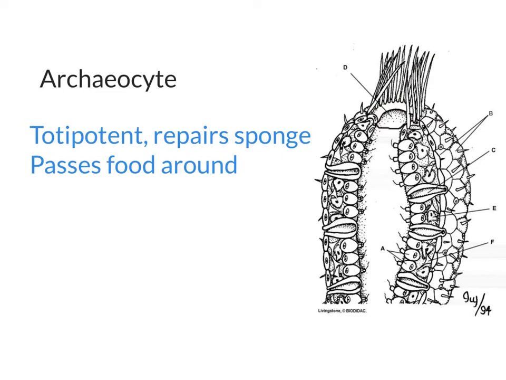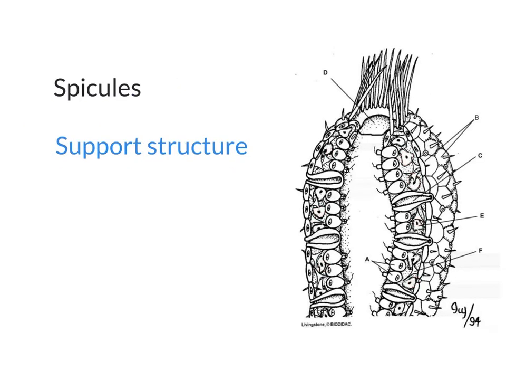We have the archaeocytes, everybody. Now, they're a little bit hard to color, but we're talking about these little amoeboid-looking things that are in the mesenchyme right in here, in this middle area. These things are totipotent, which means they can repair a damaged sponge, and they also pass food around to the other cells since they don't have a digestive system. Spicules, remember everybody, are the support structure. We've seen them a few times. Here are some stabby little spicules sticking out here and here and here. You can see them in the mesenchyme. They are a support structure and sometimes also useful in defense because some animals do not want a mouthful of glass.